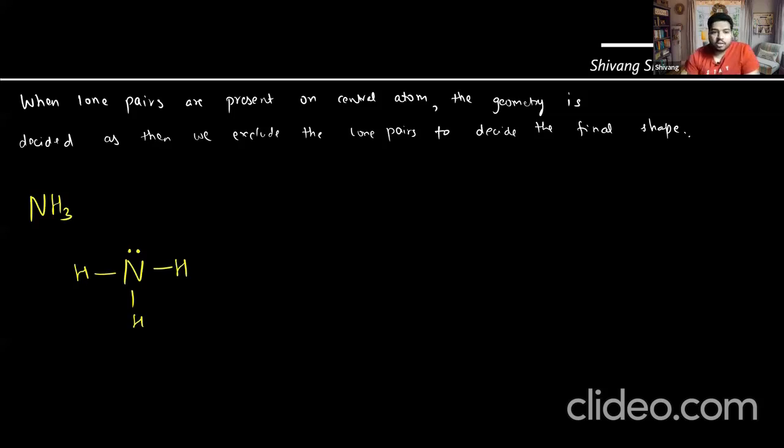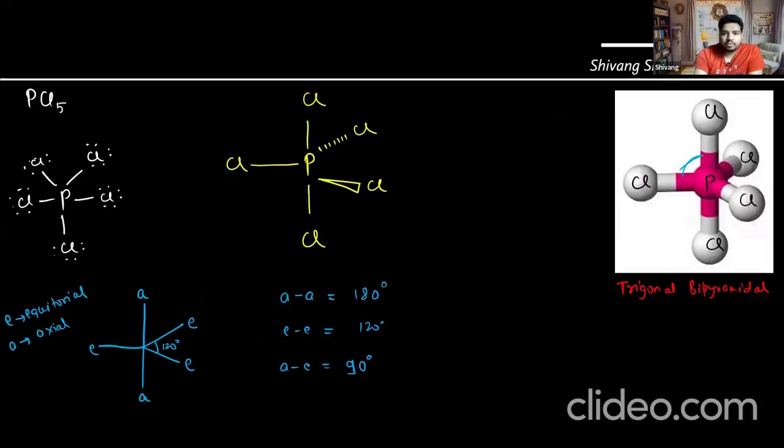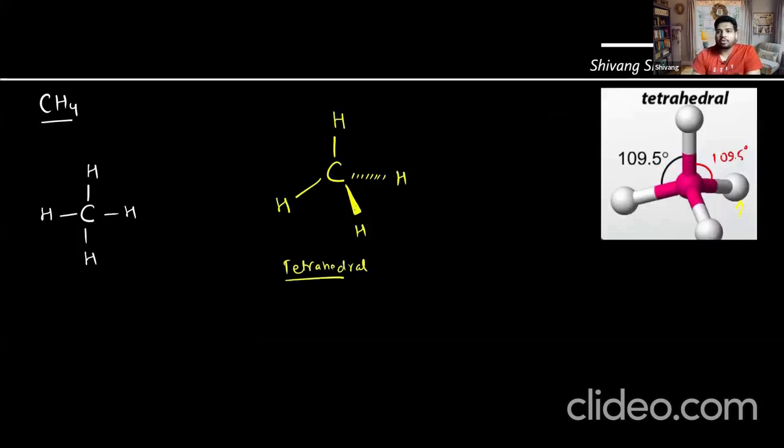No worries. Now, here we have the central atom. We have three bond pairs, three single bonds, 1, 2, and 3, and then we have one lone pair. That makes four actually. Total four electron pairs are there. Now, what is the geometry for four electron pairs? That's a tetrahedral.